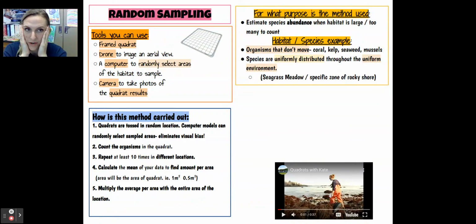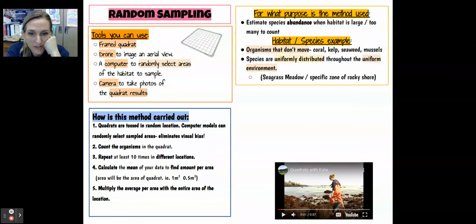Because otherwise we might pick areas that are very abundant, or if we're short on time, we might pick some that are not abundant, but that'll be with the limits. We're going to count the organisms in the quadrat. Repeat at least 10 times, and you want to do maybe some different locations, not just that one short location.